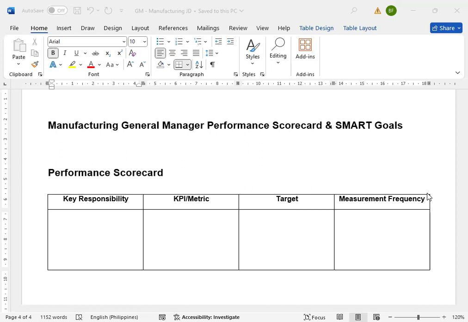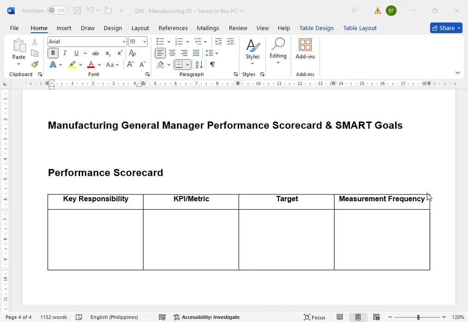It facilitates data driven decision making, uses real time data to identify trends, make improvements, and optimize processes. It drives continuous improvement, encourages teams to identify inefficiencies and improve productivity and quality.